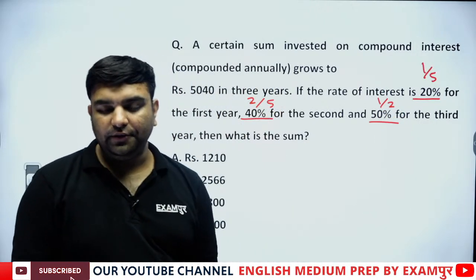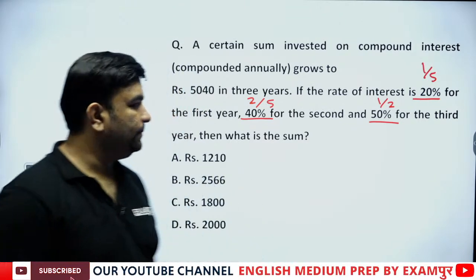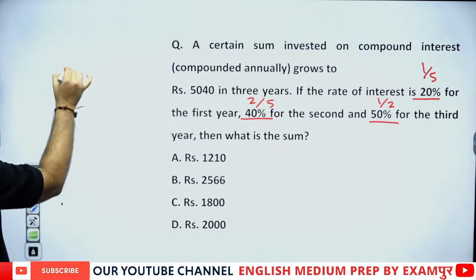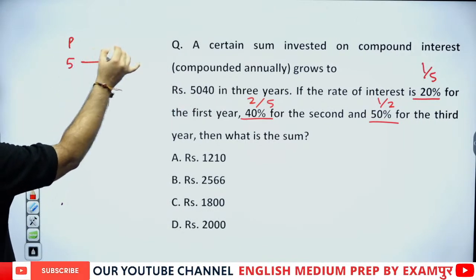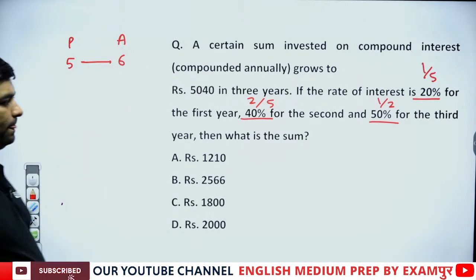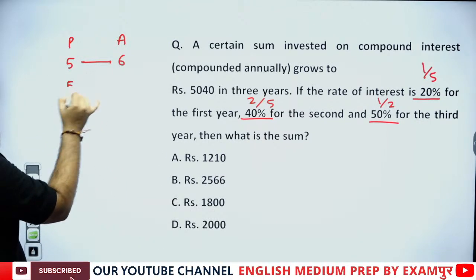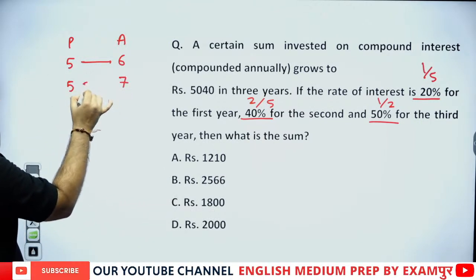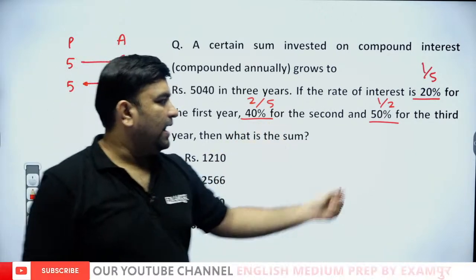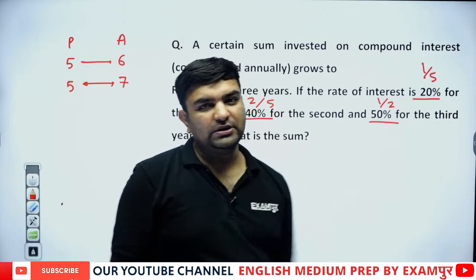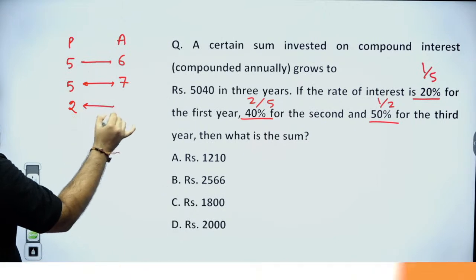First, we will convert the rate into ratio. From 20%, we will say 5 will become 6 in 1 year. From 40%, we will say 5 will become 5 plus 2, 7, in the next year. And in the last year, 2 will become 2 plus 1, 3.